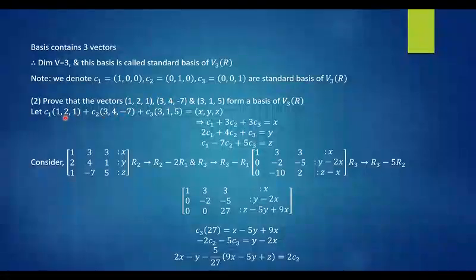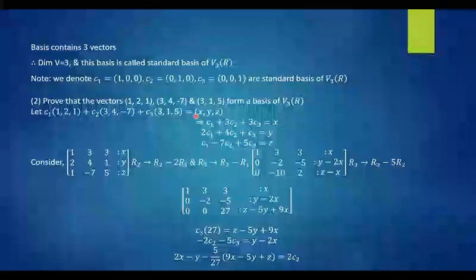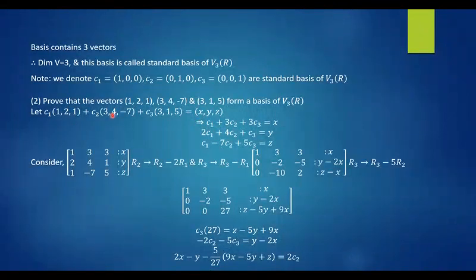So I take the given three vectors to span V. Write the linear combination which can be equated to any vector of V3(R), say x, y, z. So C1 times the first vector plus C2 times the second vector plus C3 times the third vector equals x, y, z. Write it as a system of equations. That means C1 plus 3C2 plus 3C3 equals x. The first terms are equated. Then 2C1 plus 4C2 plus C3 equals the second term y. Likewise the third elements are equated.